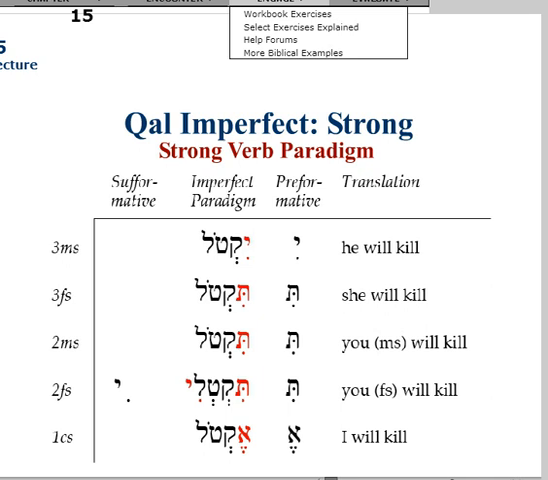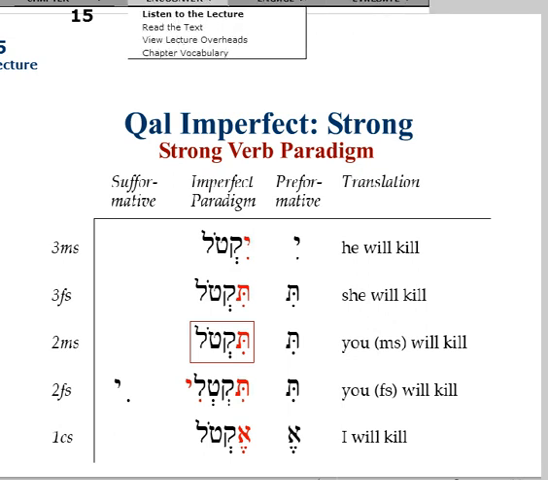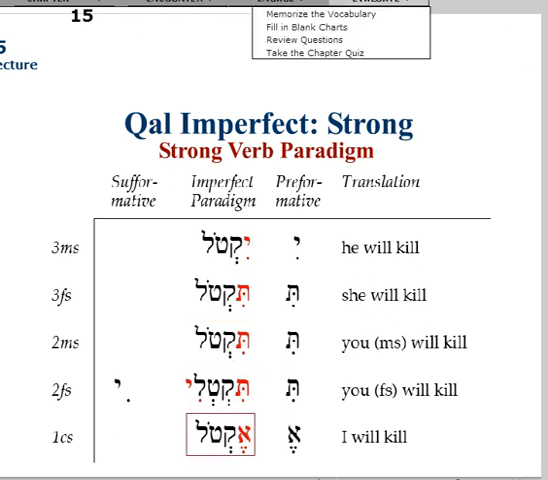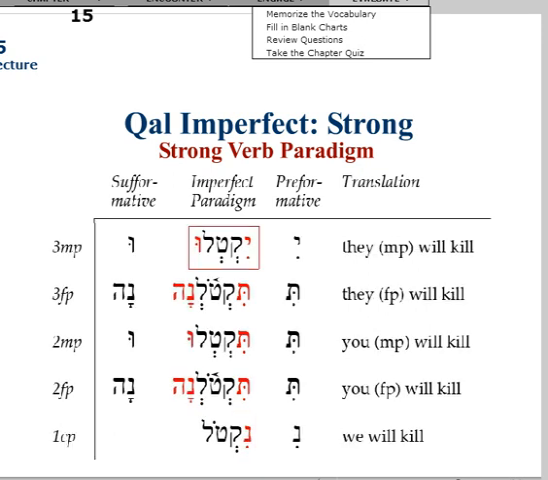paradigm again without the translations. Yiktol, tiktol, tiktol, tiktali, ektol, yiktalu, tiktolna, tiktalu, tiktolna, niktol.